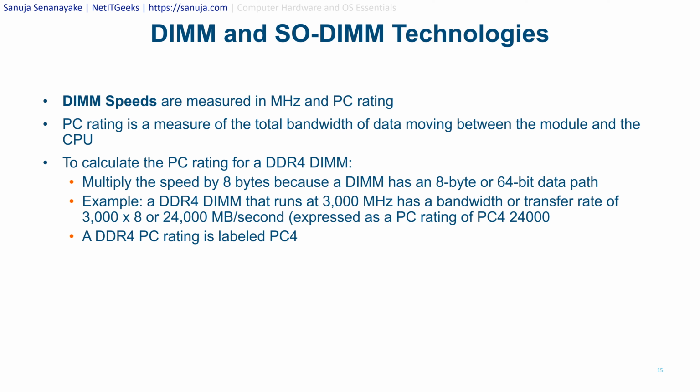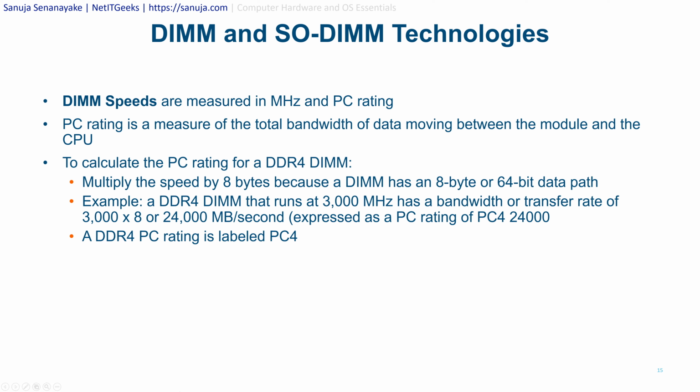DIMM speeds are measured in megahertz, or cycles, and PC ratings. You might see PC-dash-something when somebody is describing RAM, for example PC4-24000. Sometimes there is a dash, sometimes they don't add the dash, but at the end of the day you will see the PC rating. The PC rating is a measure of the total bandwidth of data moving between the modules and the CPU.